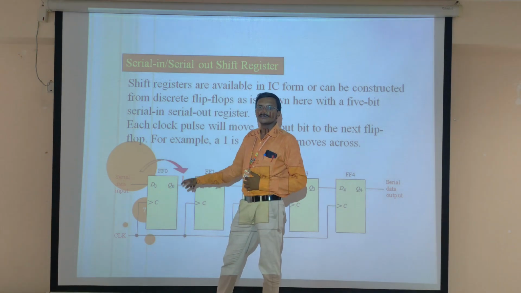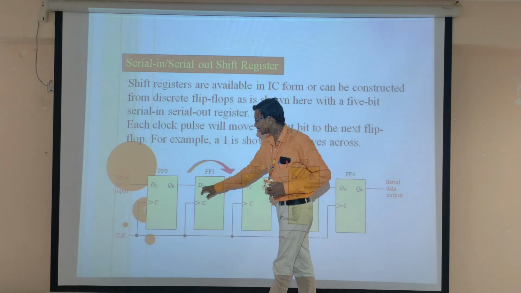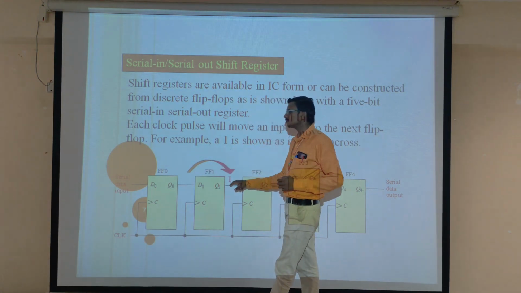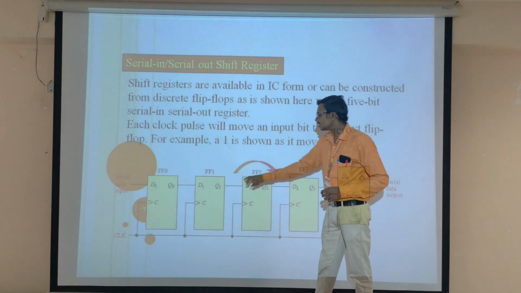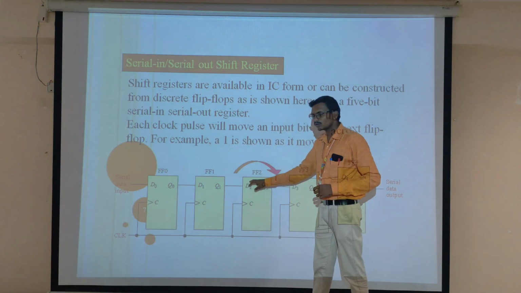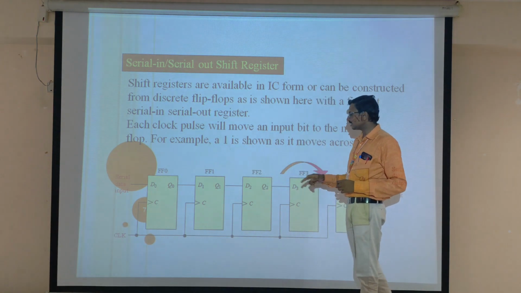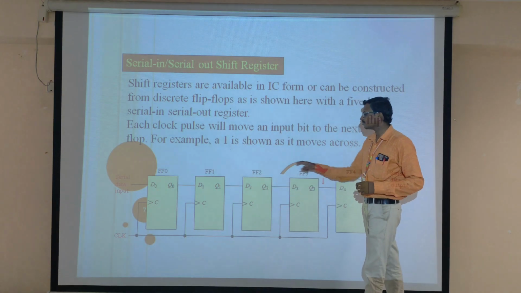Next. While applying the second clock pulse, what happened? The second flip-flop only got the input. That's why the second bit is shifted to the next position. Next. While applying the third clock pulse, the third flip-flop only got the input. That's why that value is shifted. Next. While applying the fourth clock pulse, the fourth flip-flop only got the input, so that bit is shifted.